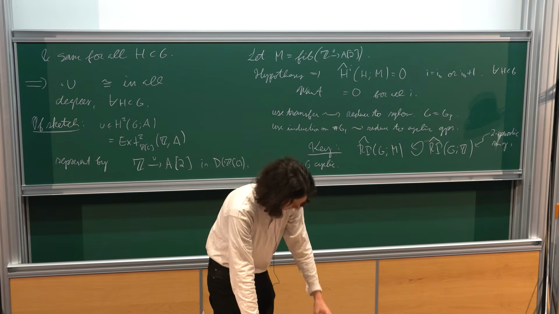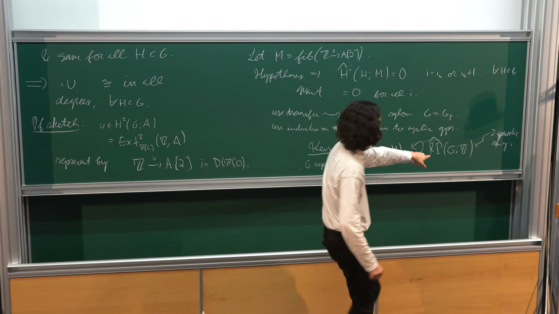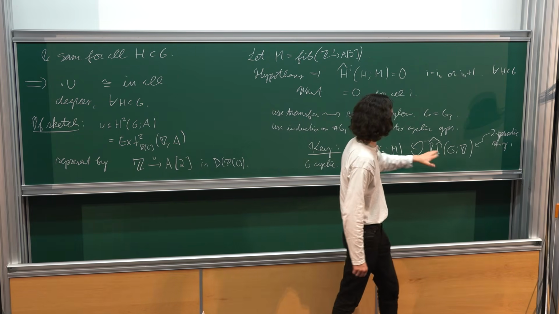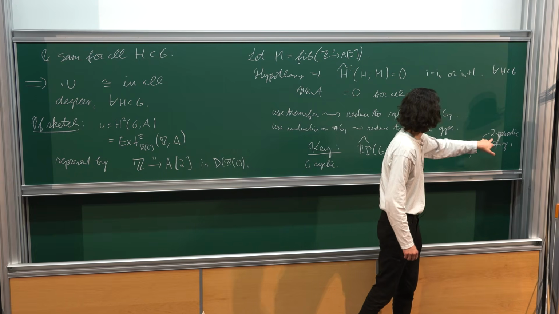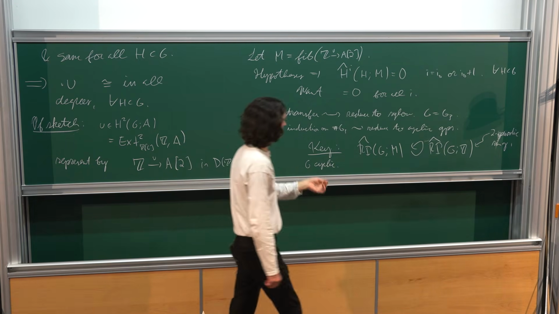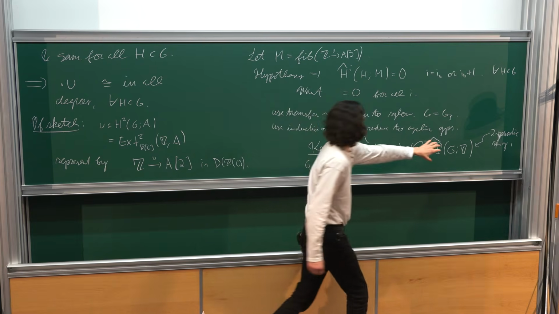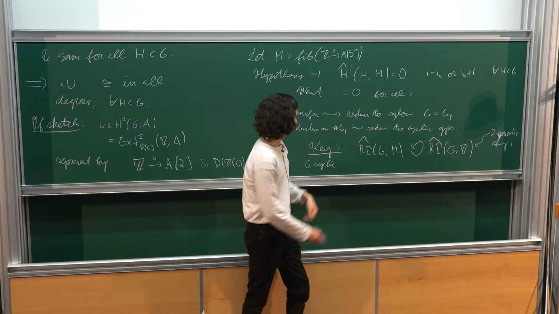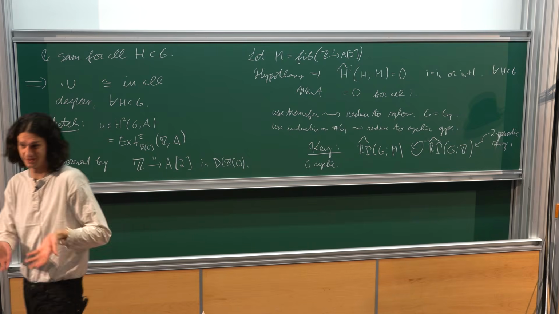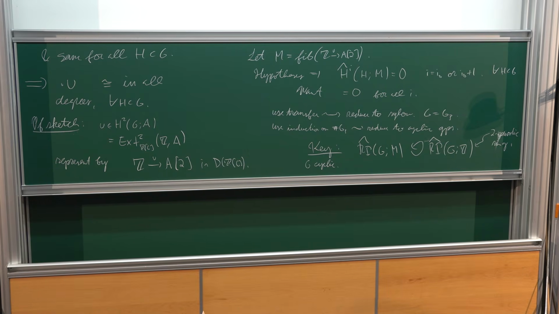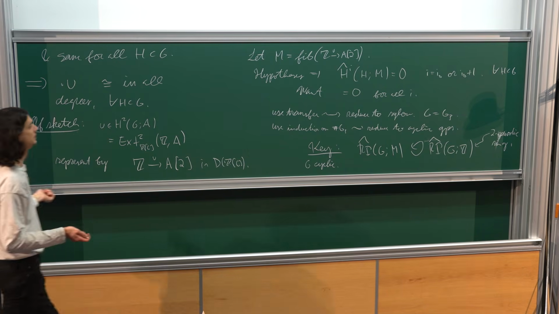Right. Okay, so the point is that this is calculated by the standard resolution, which can be used to prove that it's always 2-periodic. But it's a ring, and it's acting on this guy, so this guy is also 2-periodic. And then if you have something 2-periodic which vanishes in two consecutive degrees, it has to be identically 0. So that's the point.